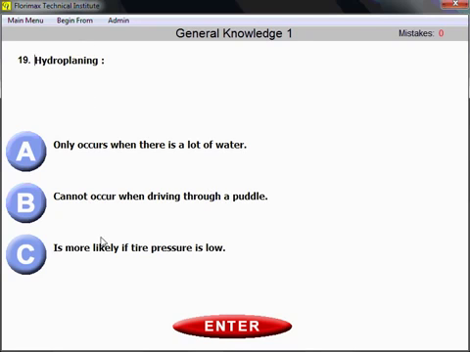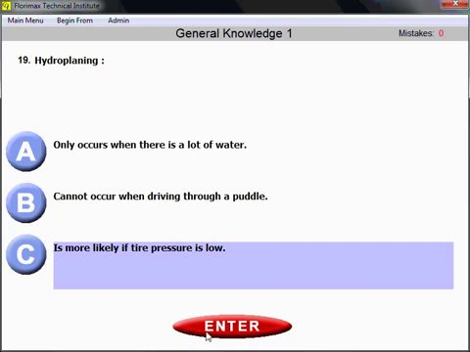And obviously, hydroplaning is more likely when tire pressure is low, because you are not able to use the advantage of your tread depth. Okay, hydroplaning, very short question, remember please, it is more likely if the tire pressure is low.